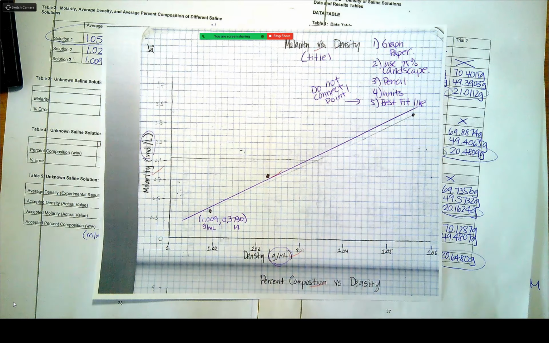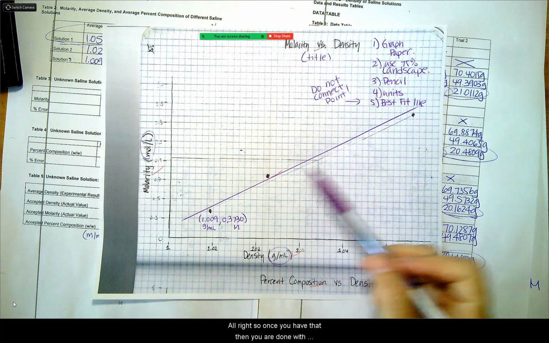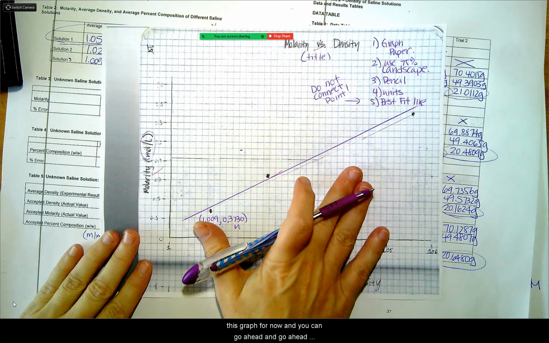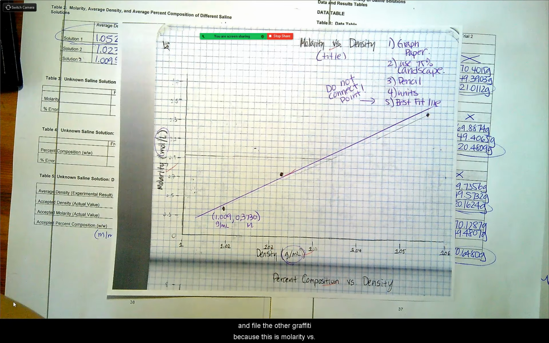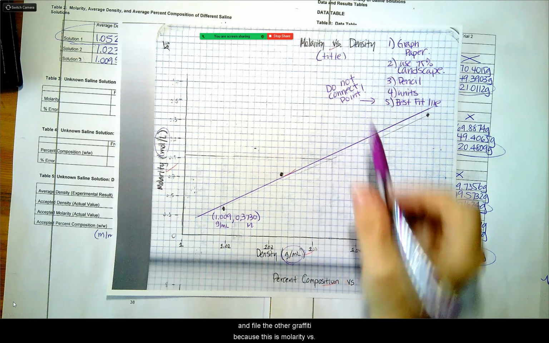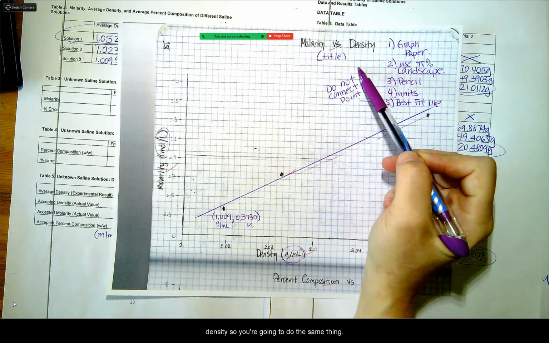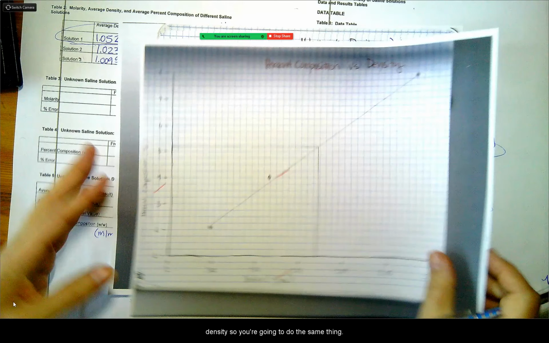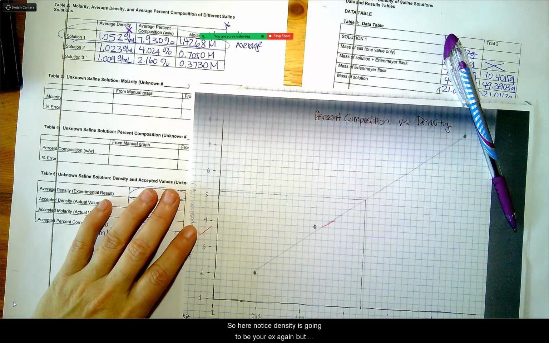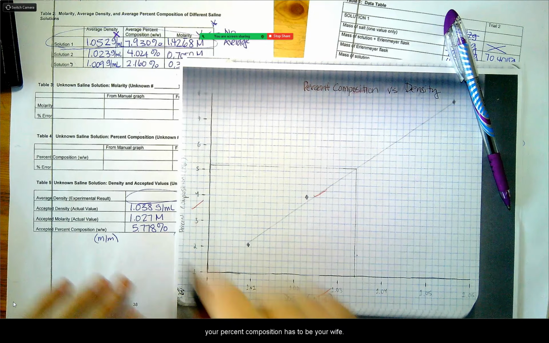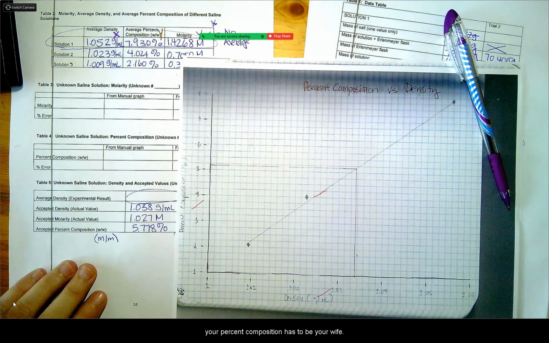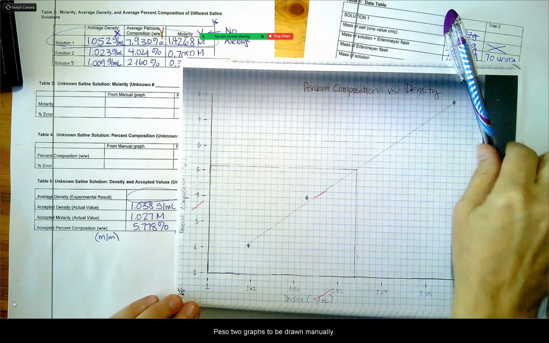Okay. All right, so once you have that, then you are done with this graph for now, and you can go ahead and plot the other graph you need, because this is molarity versus density. So you're going to do the same thing with percent composition. So here, notice density is going to be your X again, but your percent composition has to be your Y. Okay, so two graphs to be drawn manually.